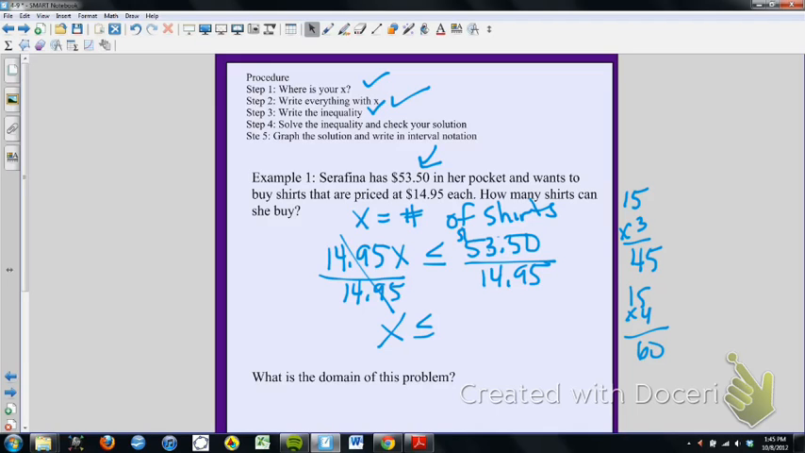So let's see, and we want a whole amount because since x is the number of shirts, you can't get a partial amount of shirts. So let's see. Okay, so the actual answer to this inequality, I just pulled my calculator out and did it, is x is less than or equal to, and I'm going to round to the nearest hundredth, so I'd get 3.58. Okay, but we know that x has to be the number of shirts, and that has to be a whole number, right?